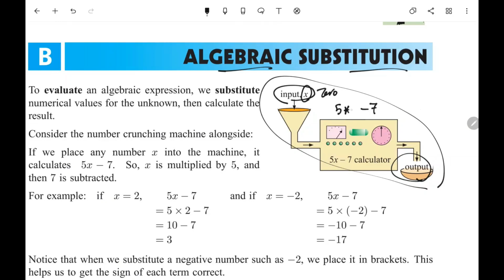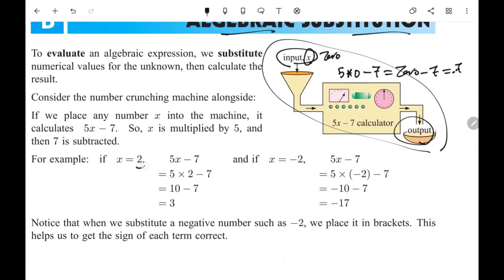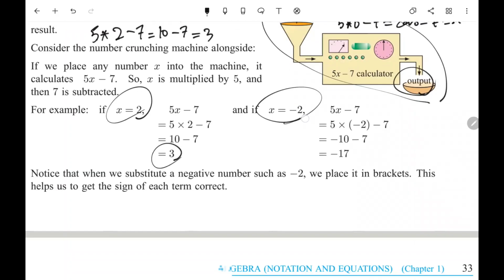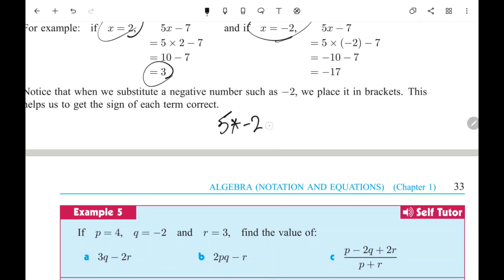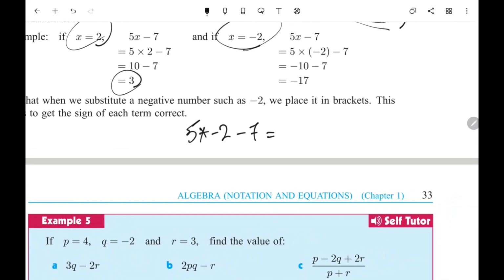Let's assume that x equals 0. We cancel x and put 0, so 5 times 0 equals 0, minus 7. The answer is negative 7. If x equals 2, we have 5 times 2 minus 7, which is 10 minus 7, equal to 3. If x equals negative 2, we have 5 times negative 2 minus 7. 5 times negative 2 equals negative 10, minus 7 equals negative 17, and here is the answer.